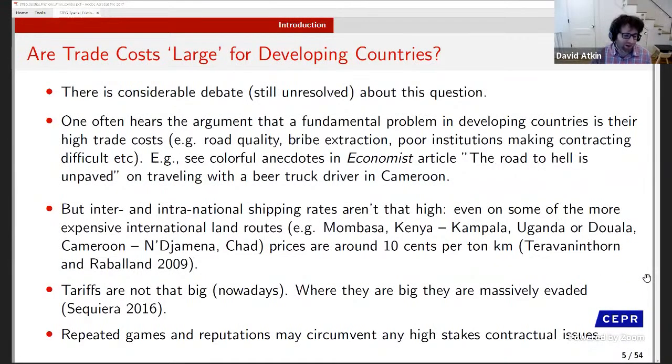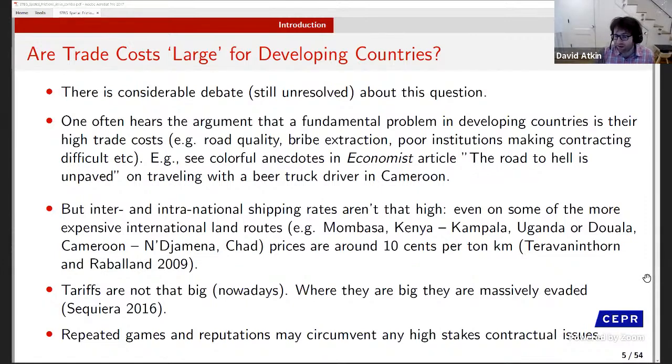Okay, so the first question is, are trade costs large in developing countries? There's some debate about this question, and we'll try and shed some light on it in the next few slides. A common argument is that a fundamental problem in the developing world is very high trade costs. Everything from very poor road quality to the need to pay lots of bribes at various points on these journeys, to poor contracting institutions. There's a nice Economist article from more than a decade ago, entitled "The Road to Hell is Unpaved," which follows a beer truck on its deliveries in Cameroon as it travels across the country, with a lot of insight on some of these costs. So these types of stories would tell you that trade costs are very high in the developing world.